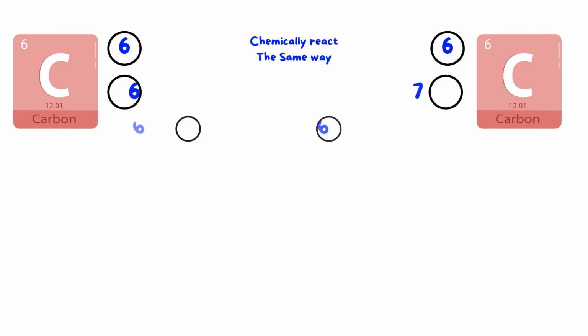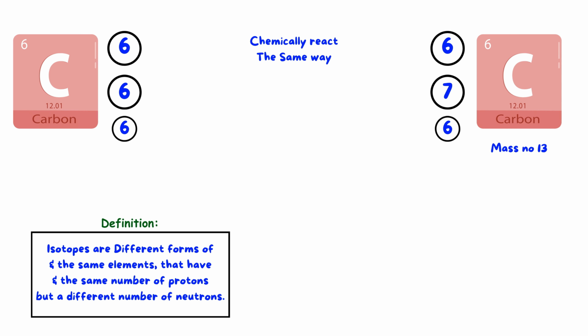To help make sense of this, let us take the example of carbon. The most common isotope of carbon is called carbon-12, and it contains 6 protons, 6 neutrons, and 6 electrons. However, there is another form known as carbon-13, which also contains 6 protons and 6 electrons, because it is still carbon, but it has 7 neutrons instead of 6. Because it contains a total of 13 particles in the nucleus, 6 protons plus 7 neutrons, it is called carbon-13.